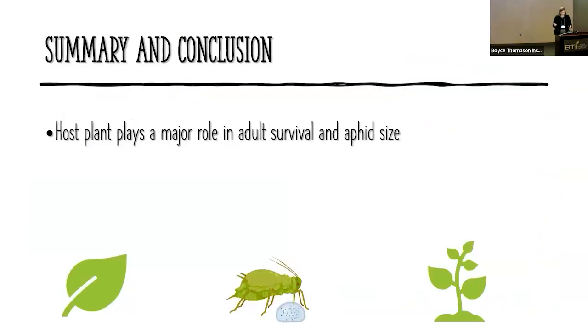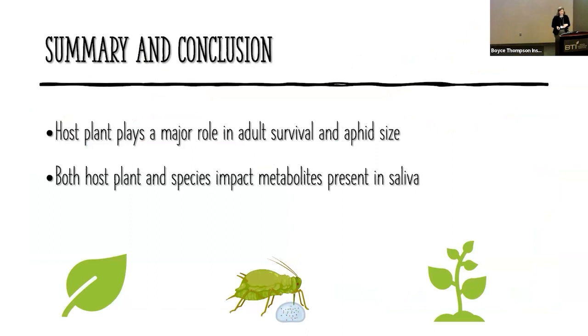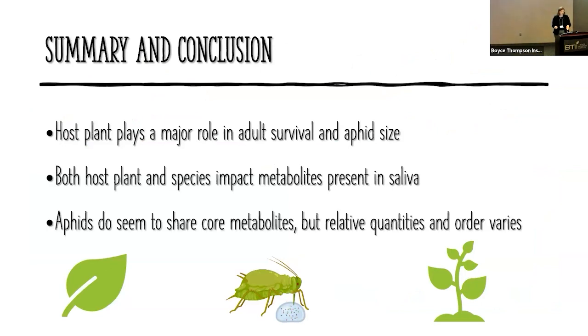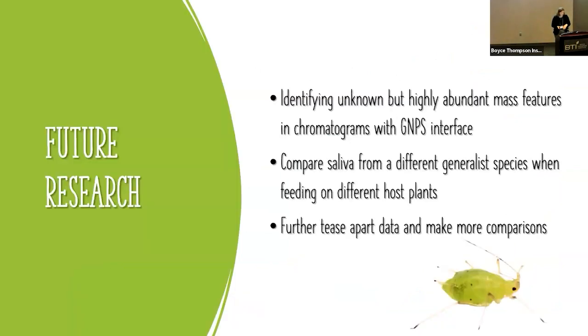So in summary, we saw that host plant does play a major role in adult survival and aphid size as impacted by the bioassay. We also saw that both host plant and species impact the metabolites present in the saliva, although species may play a larger role. And aphids do seem to share core metabolites, but the relative quantities and the order in which they are highly abundant does often vary.